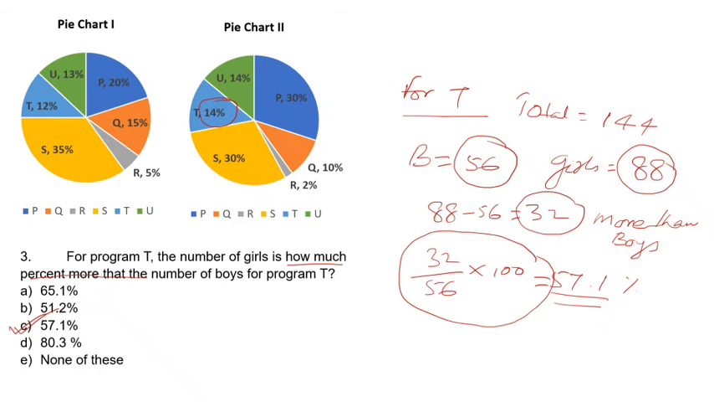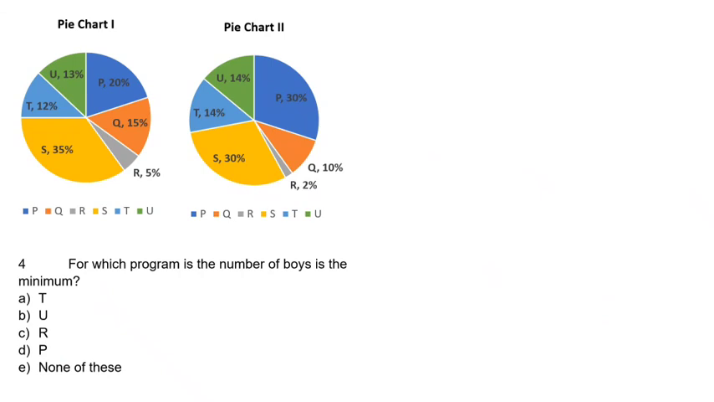Next question. For which program is the number of boys minimum? The number of boys is minimum at 2%. That is for program R. So it is a direct question. You can mark answer C. The number of boys is minimum, that is 2%. 2% of 400 will be approximately 8 boys only. So R is the correct answer, which is a direct answer.